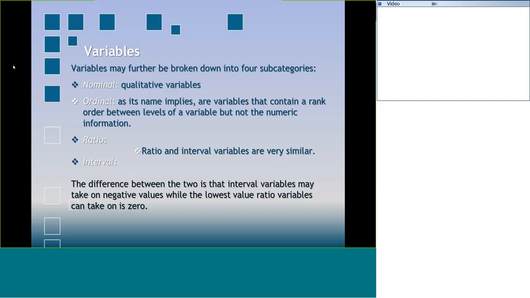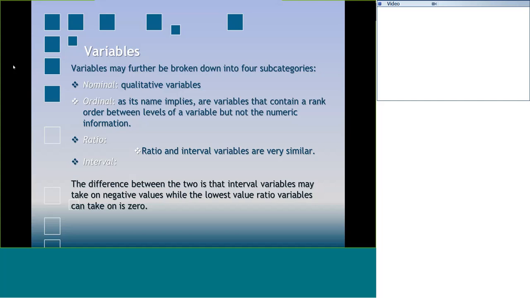Ordinal variables, as the name implies, are variables that contain a rank order between levels of a variable, but not the numeric information. Going back to the blood pressure example from the previous slide, you know that one patient has an elevated blood pressure, which means they have a diastolic reading that is higher than the patient who has a normal blood pressure, but you don't know how much difference in blood pressure there is. Other examples of ordinal data include clothing size and order of finish in a race. Ordinal variables are normally considered quantitative variables.